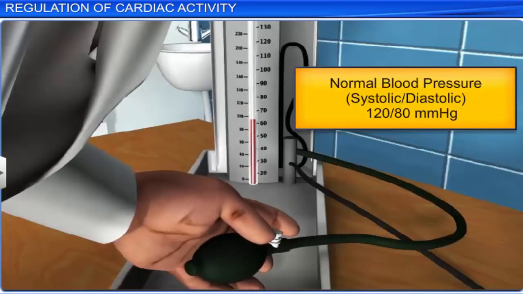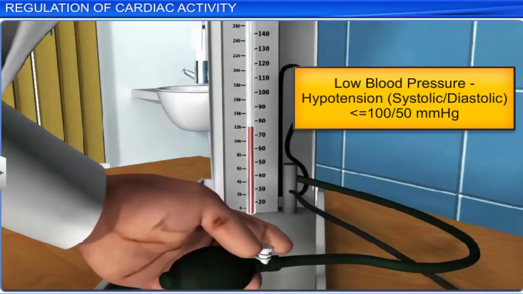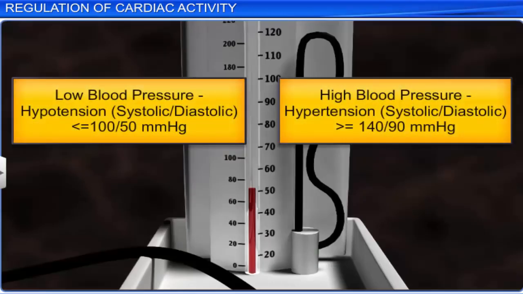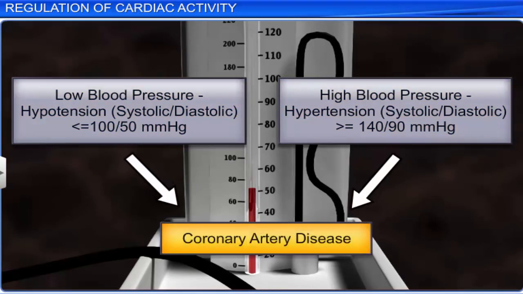A healthy individual has a systolic and diastolic pressure of 120/80 mmHg. When BP is 100/50 or less, it is called low blood pressure, or hypotension. Similarly, when BP is 140/90 or more, it is called high blood pressure, or hypertension. Thus, any drastic change from normal blood pressure leads to coronary artery disease.